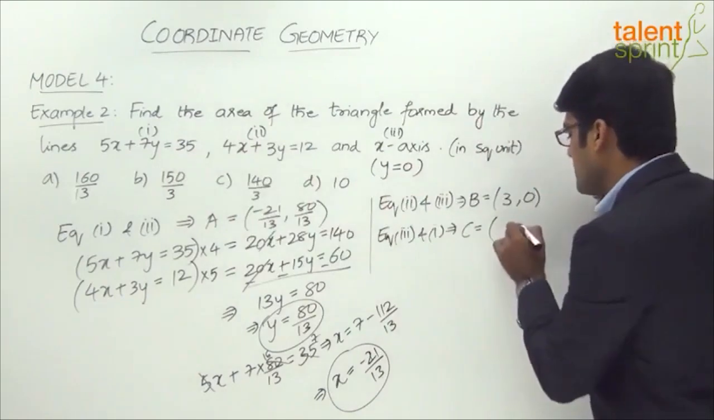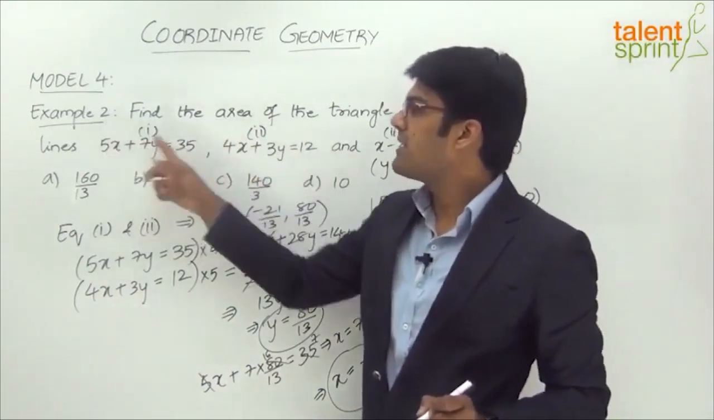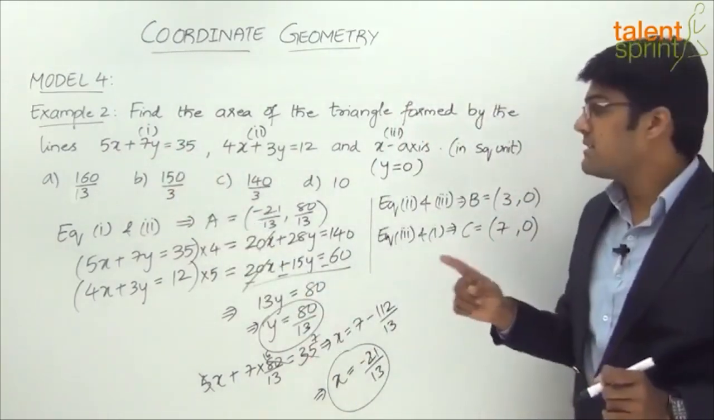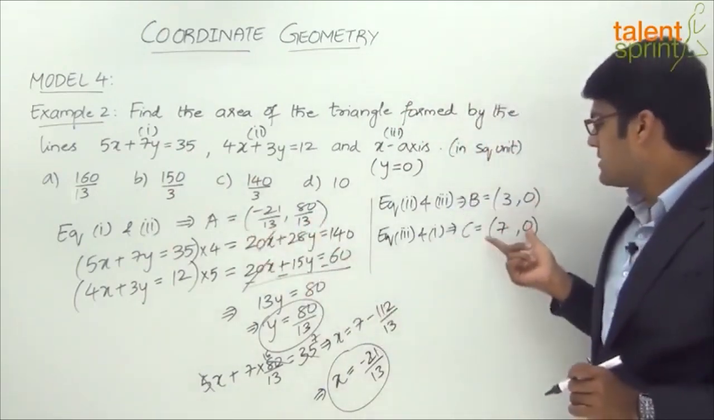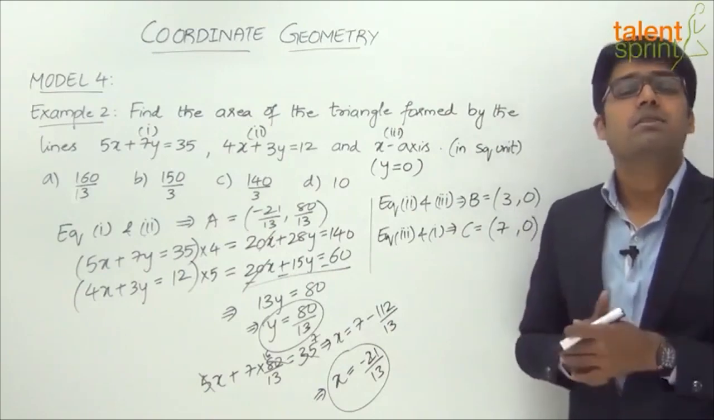Again we know y is equal to 0, right? Y coordinate is 0. Substitute 0 here. So 5x equals 35. X will be equal to 7. That's it. So these are the three vertices: (-21/13, 80/13), (3, 0), (7, 0). Now that we know the vertices, just substitute the values in the formula.